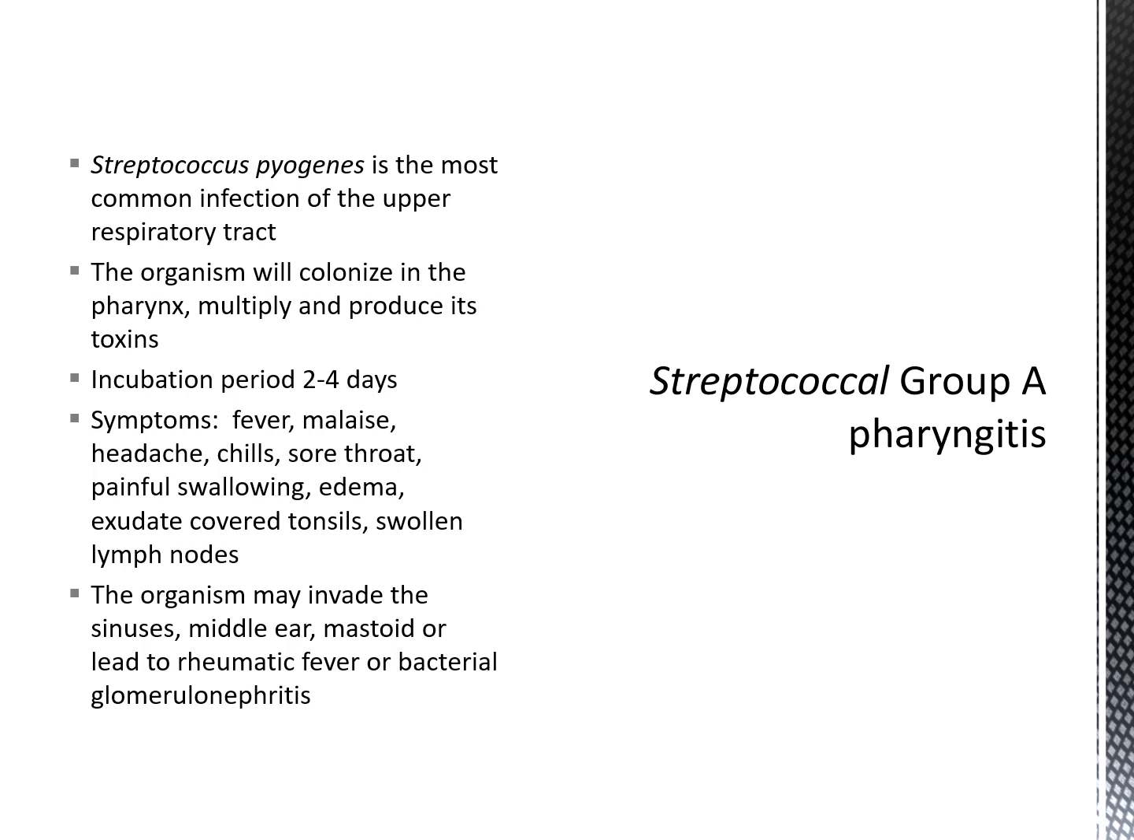Some symptoms would be things like fever, malaise, headache, chills, sore throat, painful swallowing, swelling, pus covering the tonsils, and swollen lymph nodes. People that have strep throat are very, very sick. Oftentimes you'll see white spots on the tonsils. The tongue can be grayish or furry looking. The uvula can be swollen, and the whole inside of the mouth can actually be red. Now, keep in mind, Streptococcus Group A can go from the throat and invade the sinuses, the middle ear, the mastoid, or it can lead to rheumatic fever or bacterial glomerulonephritis if it's not treated adequately in the beginning.